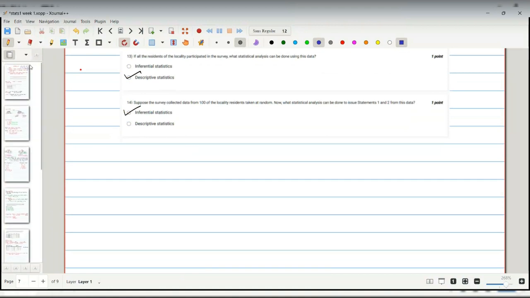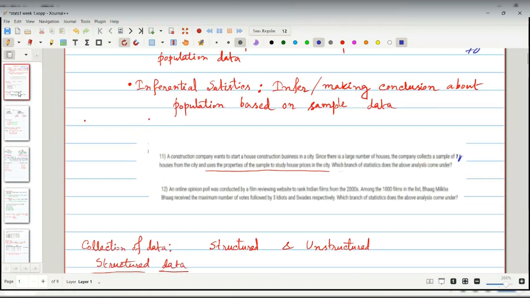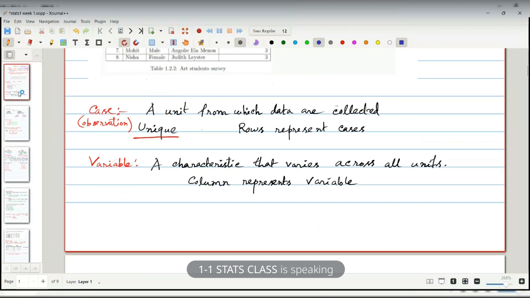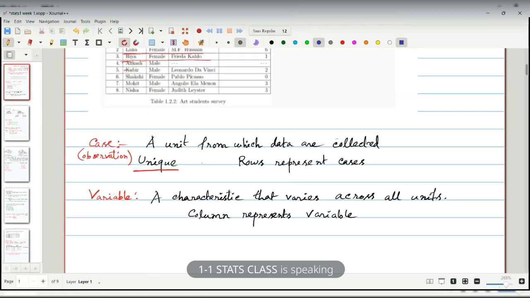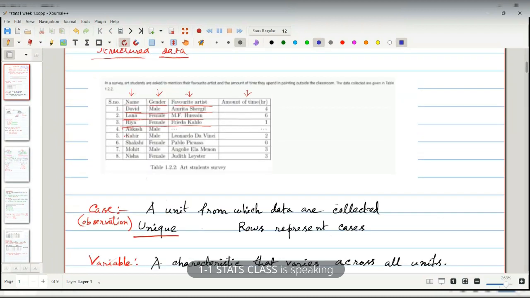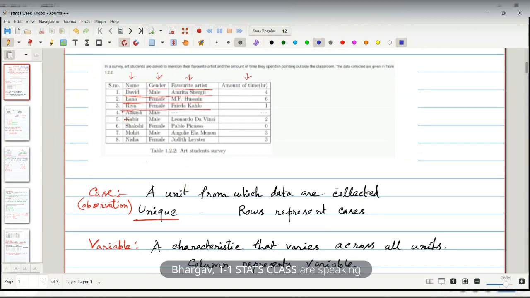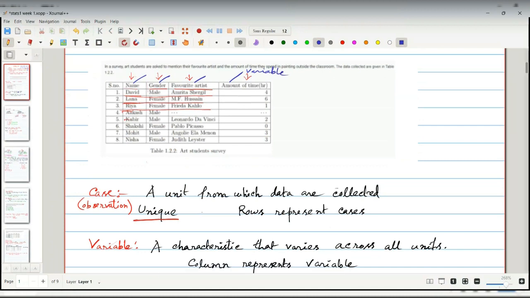Next topic is what is case and variable. So case is a unit from which data are collected. And you have to remember case is always unique. And variable is a characteristic that varies across all the units. Now rows represent cases and columns represent variables. Name, gender, favorite artist, amount of time, these all are variables, because these things vary along the column, right? Gender varies along the column, male, female.